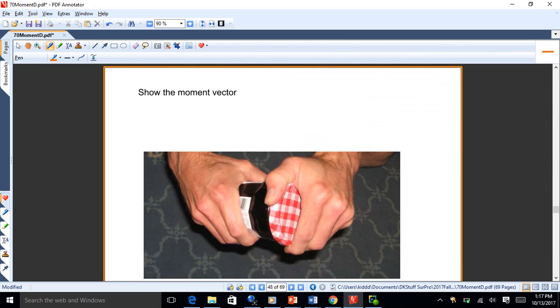So if I'm taking this lid off of this jar, everybody just think about this for a minute. Where would that moment vector go if I'm doing that? Everybody just think about it for a second so we all engage our brains. I'm twisting the lid off the jar. The moment vector should point straight out from the center of the lid.